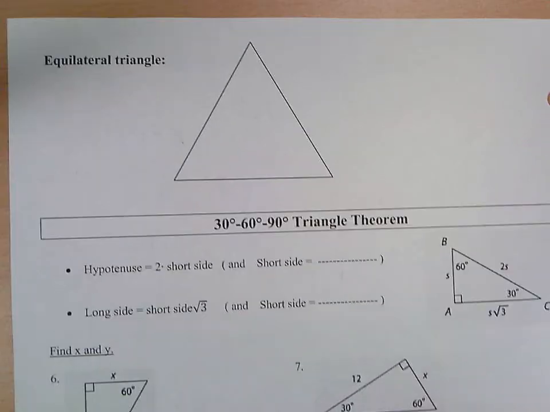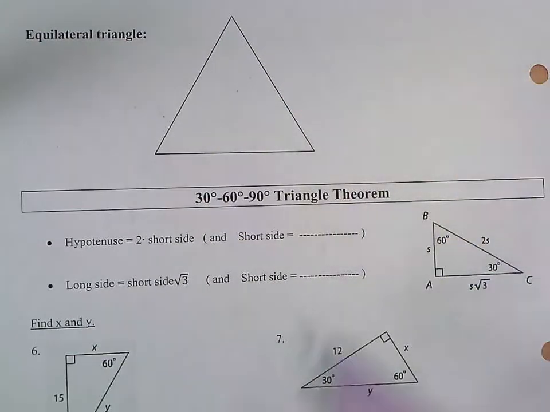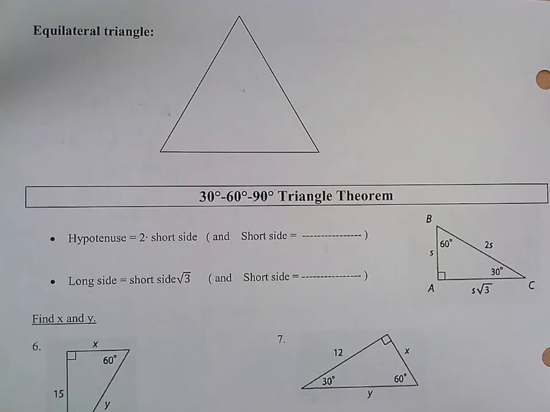All right, next we have the other type, 30, 60, 90 triangles. And I'm going to show you again, like I showed for the last one, how to come up with a formula, or where the formula comes from. So I'm starting with an equilateral triangle. What do you know, first of all, about equilateral triangles? All sides are congruent. Anything else?